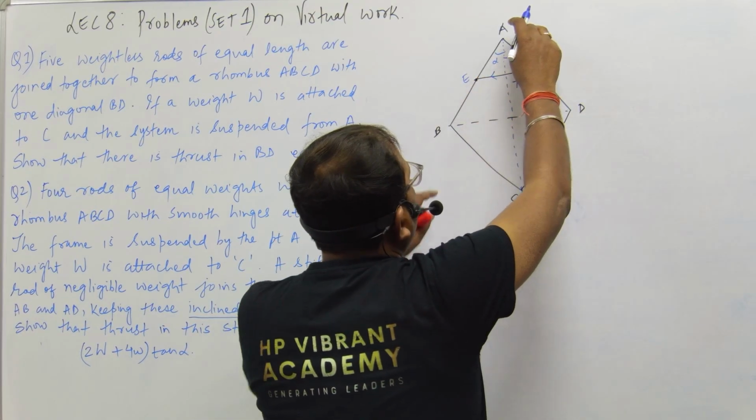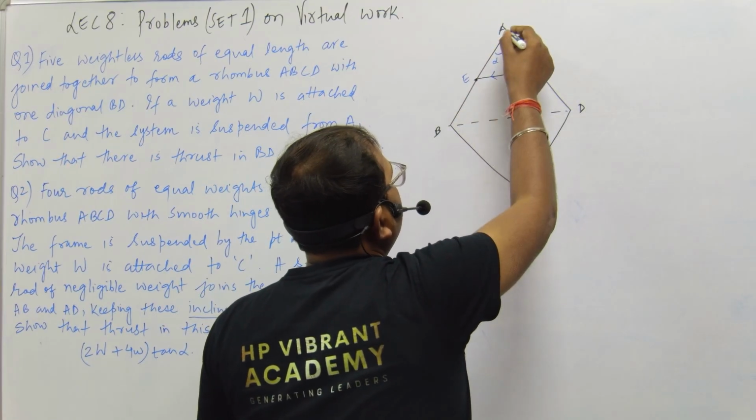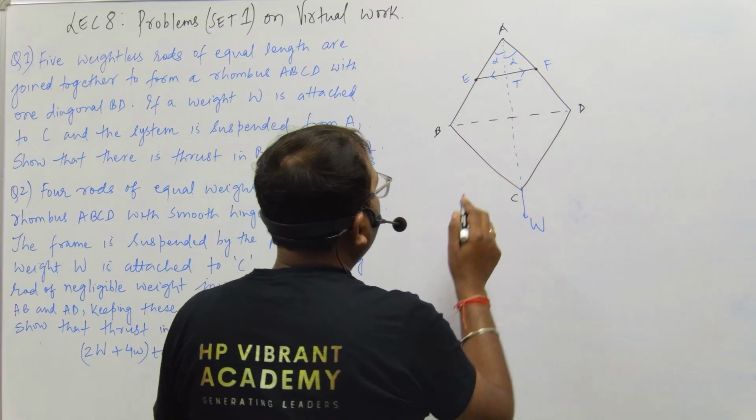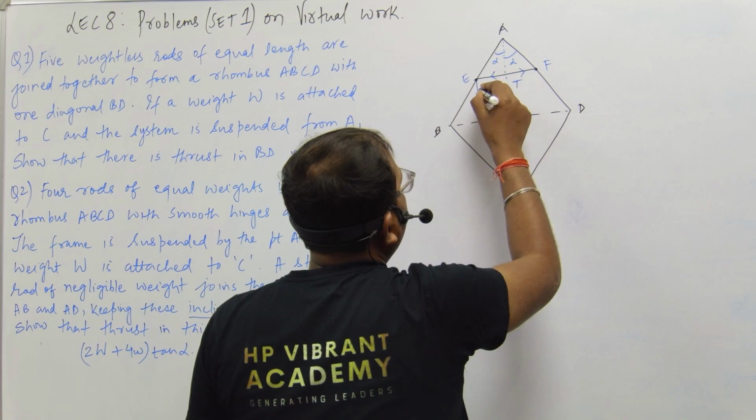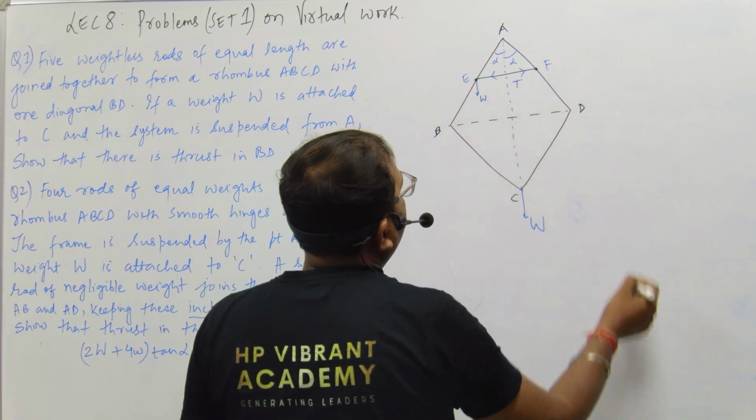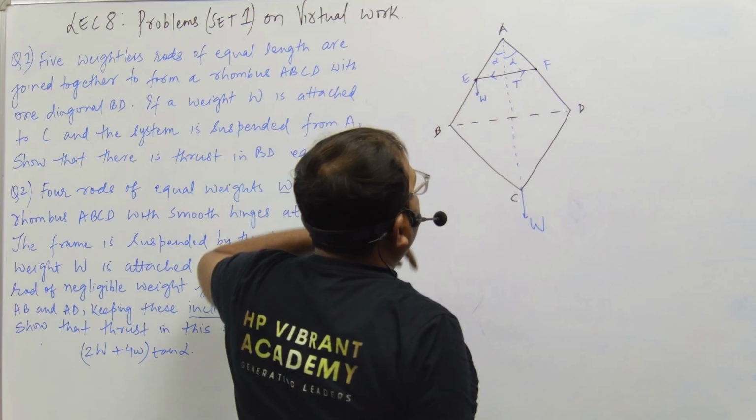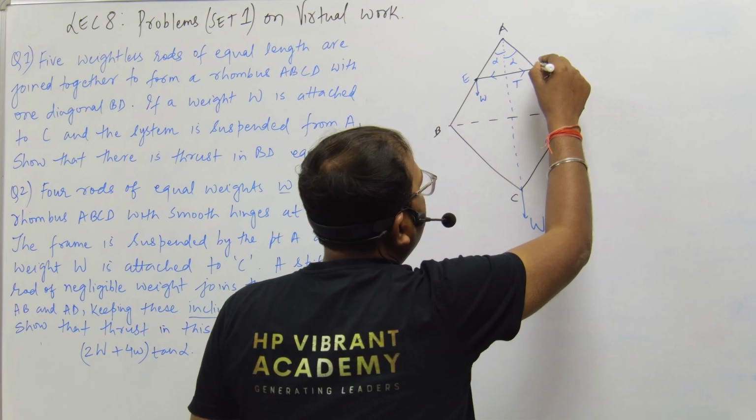So weight small w will act at the center of gravity of a particular rod. For AB, the weight will act at this particular point, at the center of gravity of this rod AB. Similarly, weight small w will act at point F.